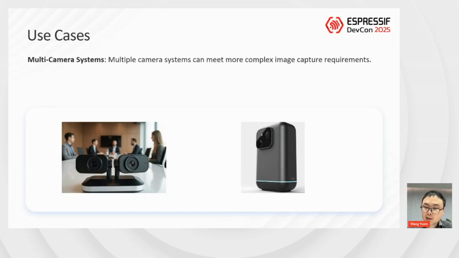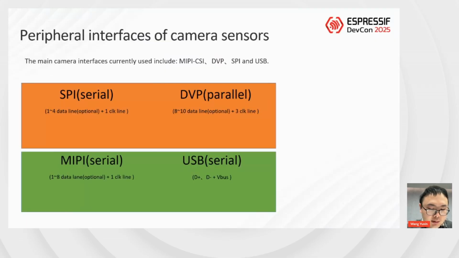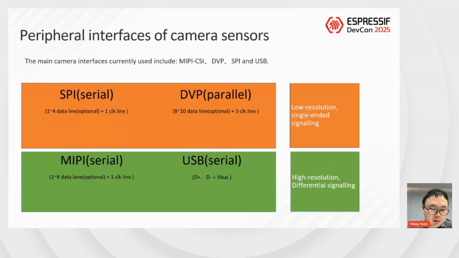Now, you may be wondering, why use esp-video when I could work directly with familiar drivers? That's an excellent question. The challenge is that camera interfaces vary widely: SPI, DVP, MIPI CSI, and USB, each suited for different scenarios. For low-resolution applications, SPI or DVP cameras offer better cost efficiency. For high-quality image needs, MIPI or USB interfaces are more appropriate.